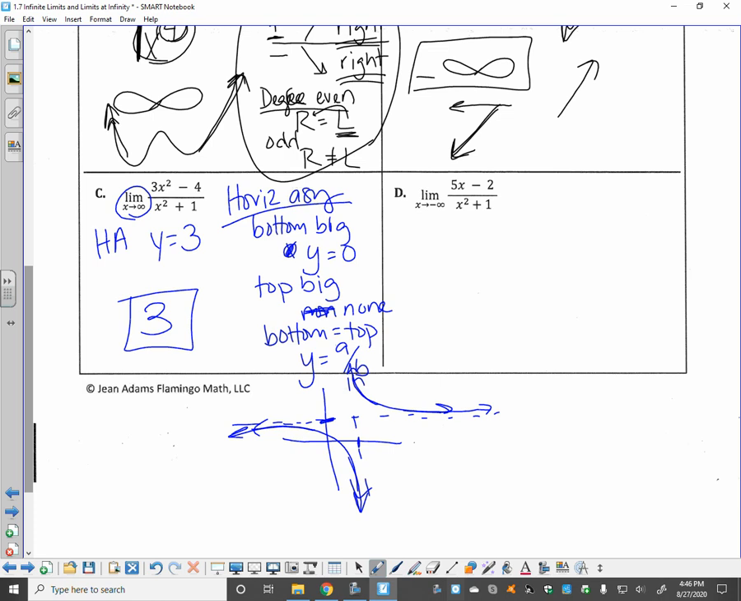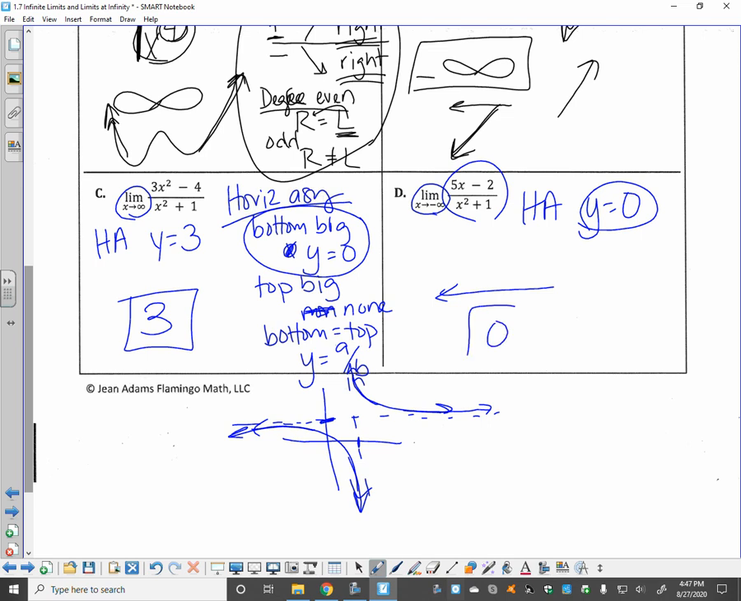All right, this one, the bottom degree is bigger. So I know that he has a horizontal asymptote at y equals 0. I'm headed towards negative infinity, so I'm headed out this way. I know that this graph is going to be drawn to that asymptote in the long run, so I know that that limit equals 0.